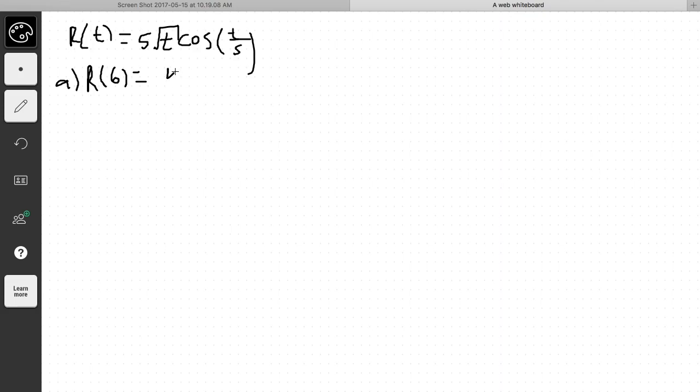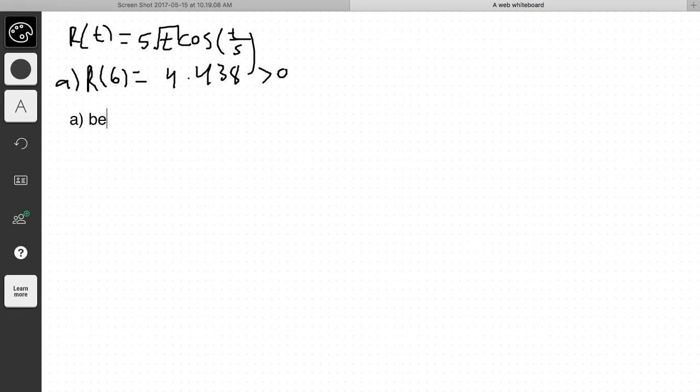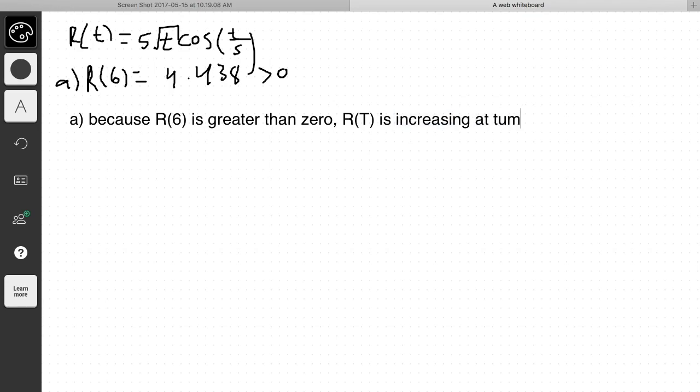We end up getting 4.438. So this number is greater than 0. And what we're going to be able to say is that, box right there, part A, because r of 6 is greater than 0, r of t is increasing at time t equals 6. There we go. All right, that's part A right there.